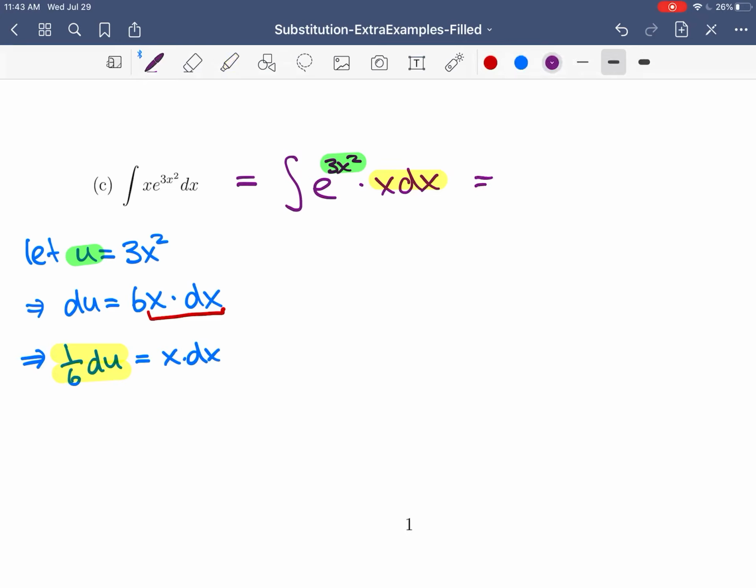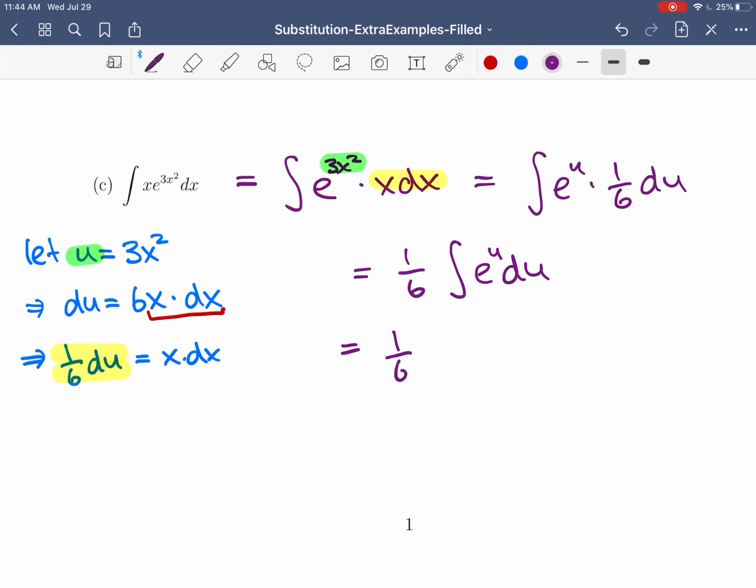So then my integral becomes e to the u times 1 over 6 du. And 1 over 6 is a constant, so I can pull it right out of the integral. And so now I want the indefinite integral of e to the u du. So I want a function that has derivative e to the u. Well, that's actually just e to the u. So plus c. And then now I want to switch back to x's. So this is 1 over 6 e to the 3x squared plus c.